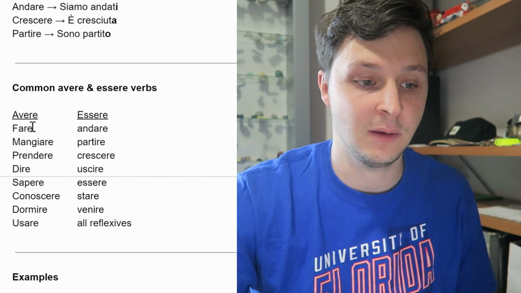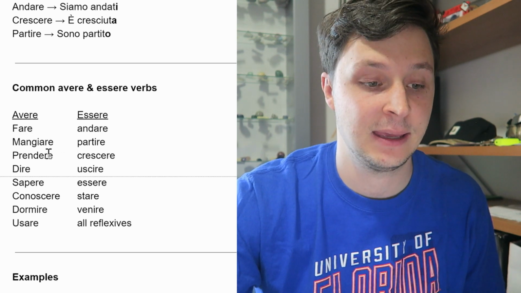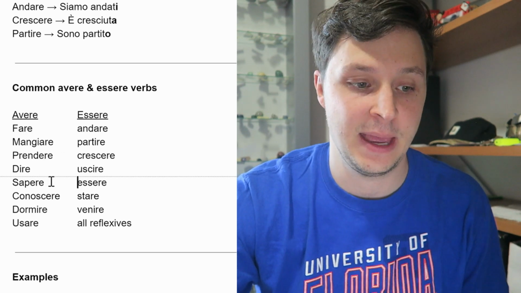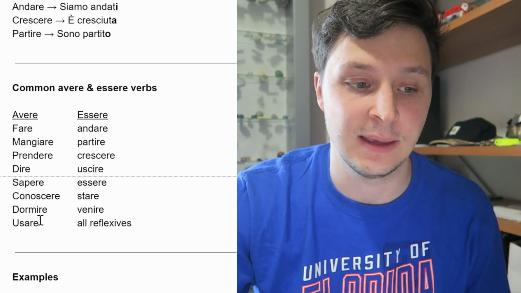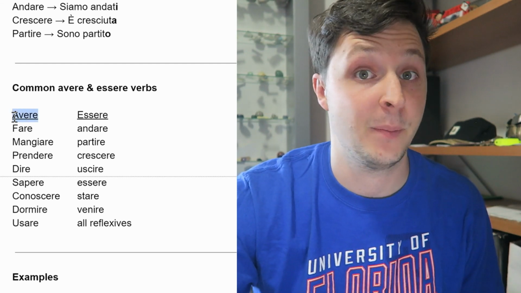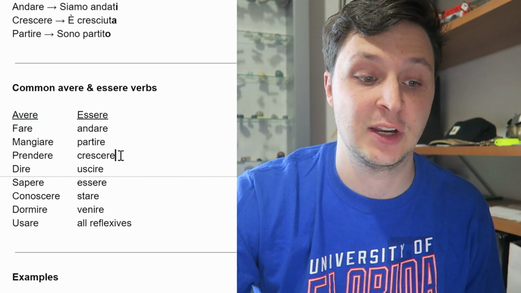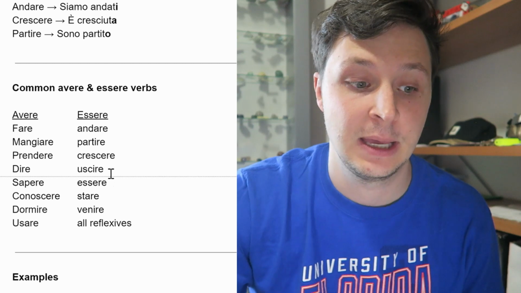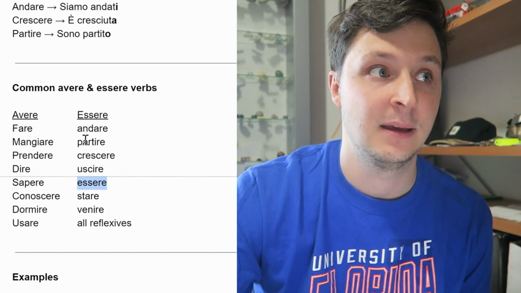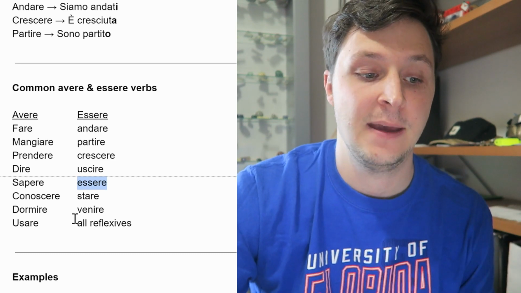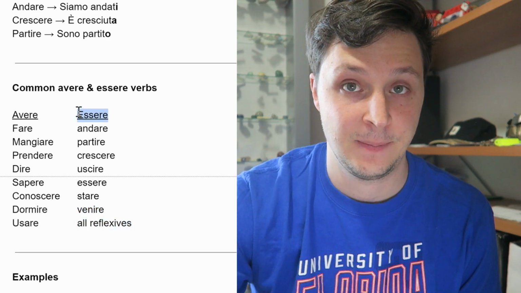So let's take a look at some examples of verbs that have avere and some that have essere. So fare, to do, that's avere. Mangiare, to eat. Prendere, to take. Dire, to say. Sapere, to know. Conoscere, to meet. Dormire, to sleep. Usare, to use. These are all going to take the avere auxiliary verb. Andare, to go. Partire, to leave. Crescere, to grow up. Uscire, to go out. Essere, to be, and stare, to be, because yes, I was. You still need essere as the auxiliary verb. Venire, to come, and also all reflexive verbs will take essere, okay?